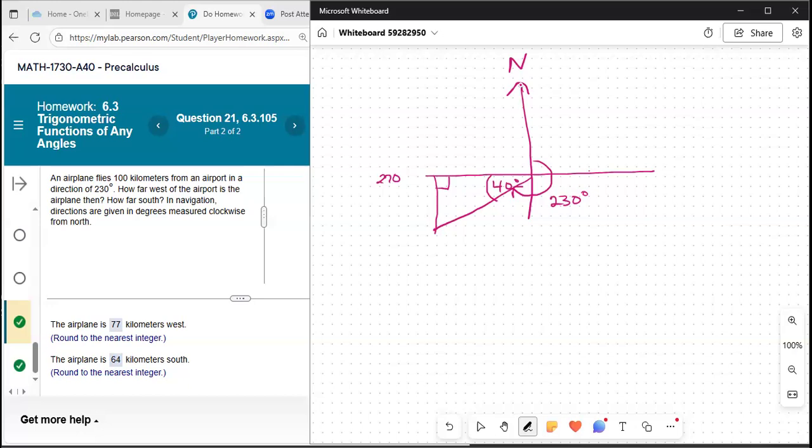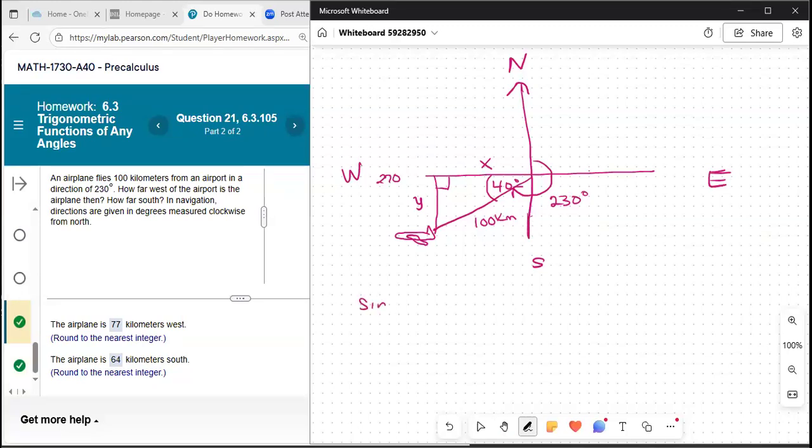So the airplane flew, here's the airplane. It flew 100 kilometers. So that's my R. We don't know what Y is and we don't know what X is. So to find out how far west, we need to find X. And if this is east, this is west, this is south. And to find how far south the airplane is, we need to find out what is Y.